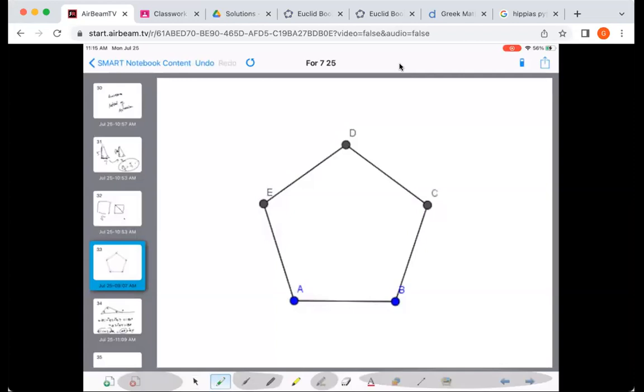If you were to make a circle around it, all of these arcs would be the same size. They would all be 72-degree arcs.